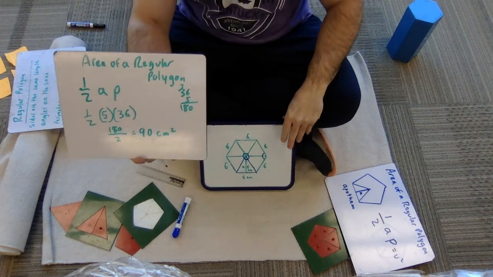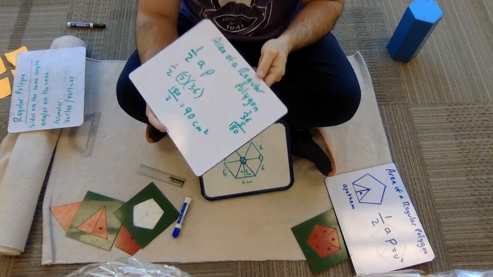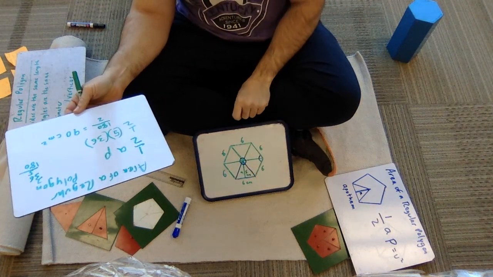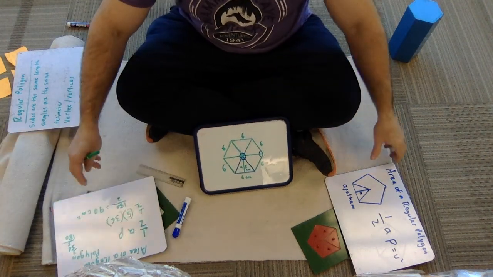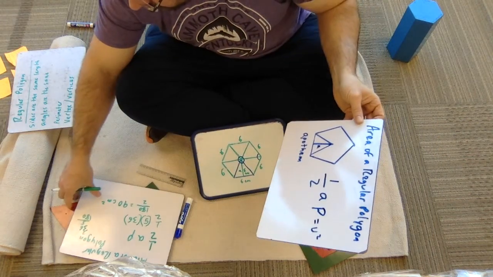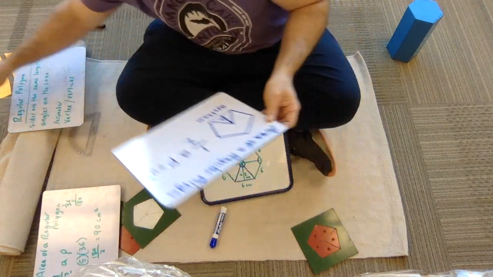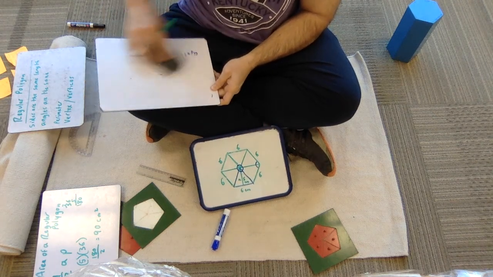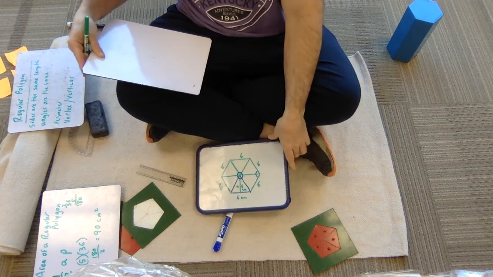Well, I feel more comfortable checking my work by seeing if I can find the triangle area and then multiplying by 6. So I am going to erase another one here. I want to double check my work because I don't trust things and I may have made a mistake. So let's double check here.